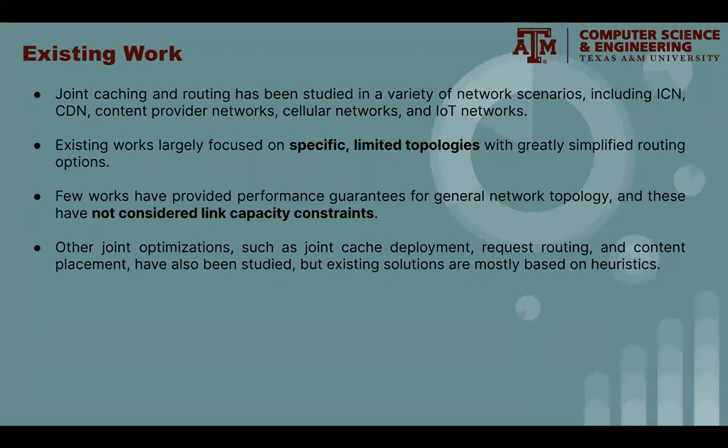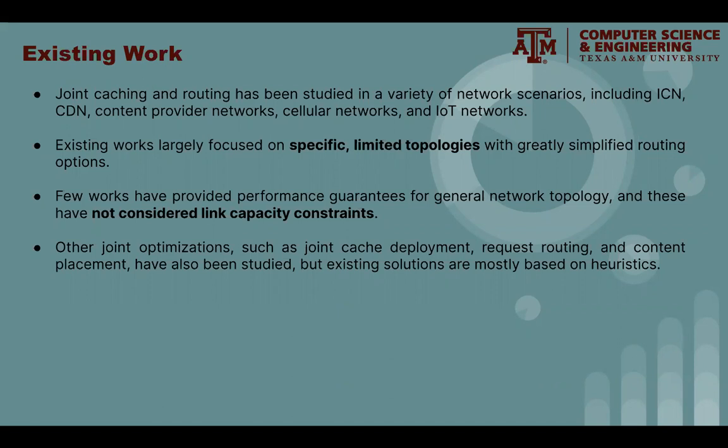Now coming to existing work, there has been some prior research done in this area in a variety of network scenarios like ICN, CDN, or content provider networks. But the majority of existing works focused on specific limited topologies. For example, a 3-tier hierarchical topology or a 2-tier hierarchical topology. These special topologies have very limited routing options, thus simplifying the problem.